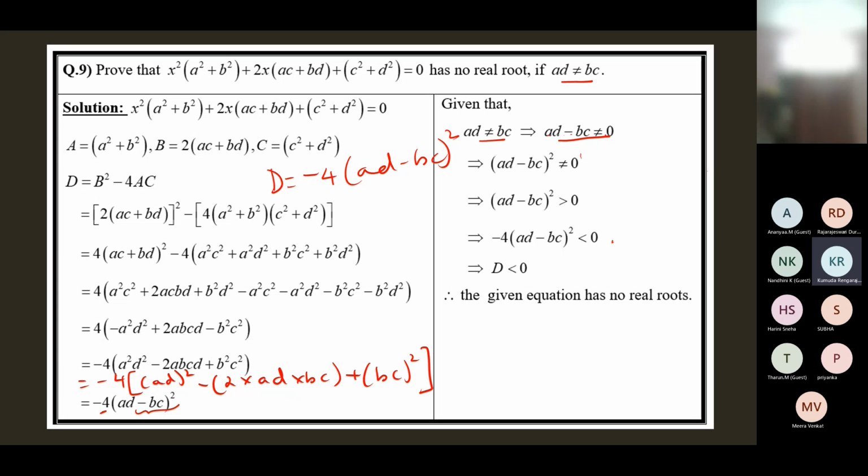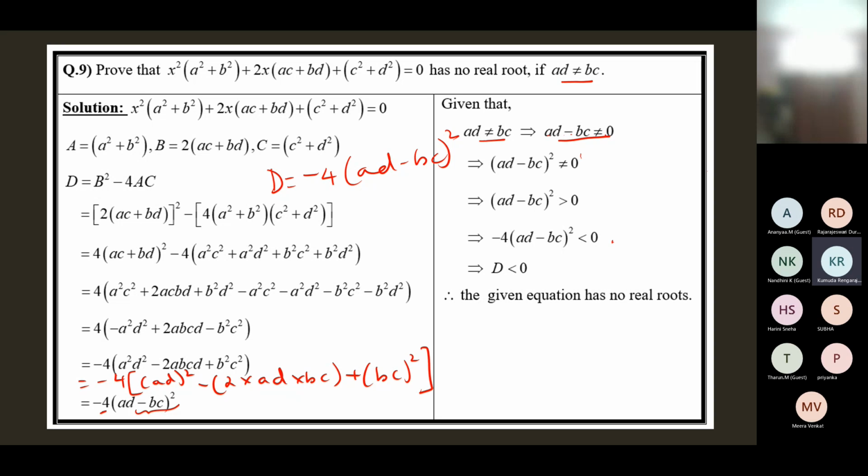Is ad equal to bc, children? Answer my questions. Is ad equal to bc? No, ma'am. ad is not equal to bc. That means ad minus bc is what? Is it zero or not zero? Not zero. Not equal to zero. So when you square it, (ad minus bc) the whole square also will not be equal to zero.